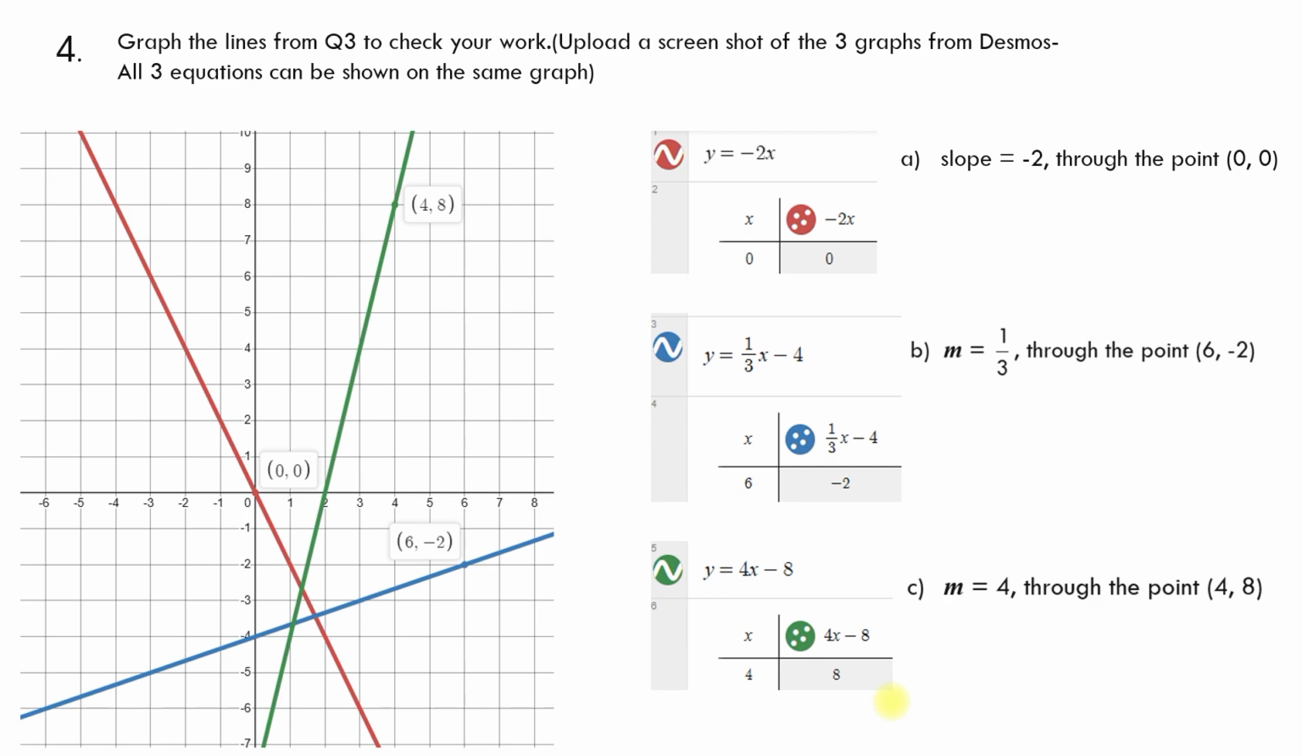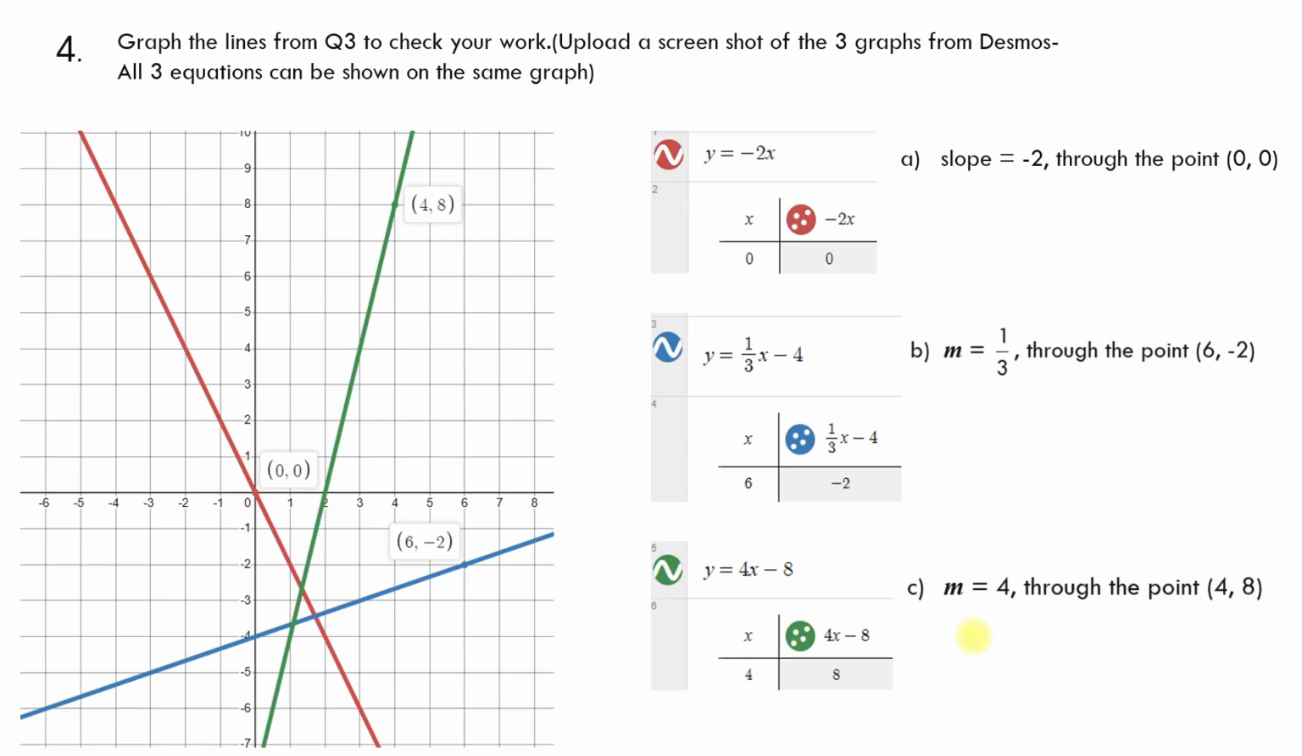From question 3, we figured out that part B, the equation would be y equals 1/3 x minus 4. And we can see that it passes through the point 6, negative 2, right here. And we can also see that for every 3 units it heads along the x-axis, it goes up 1 unit along the y-axis.